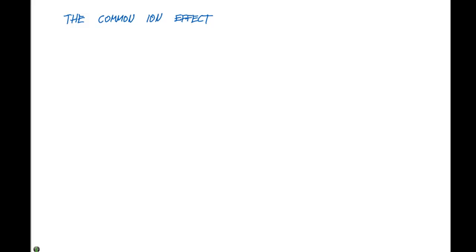In this next chapter, we're going to look at additional aspects of aqueous equilibria, and the first effect we're going to discuss is called the common ion effect. And the common ion effect is a direct application of Le Chatelier's principle.